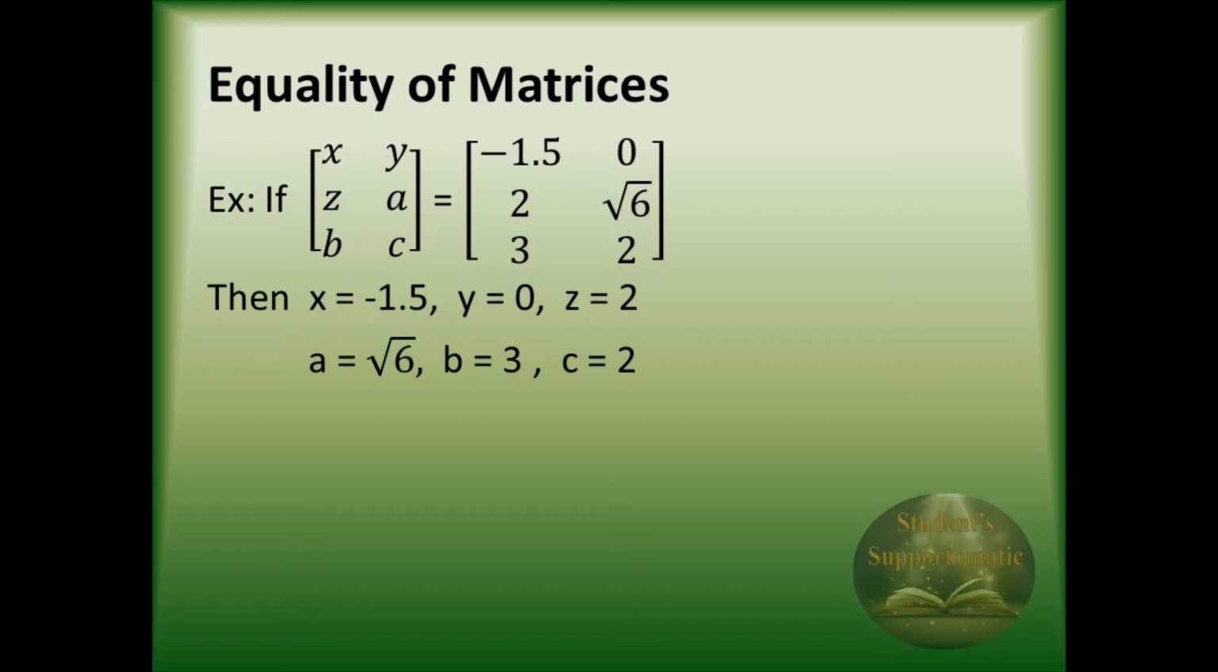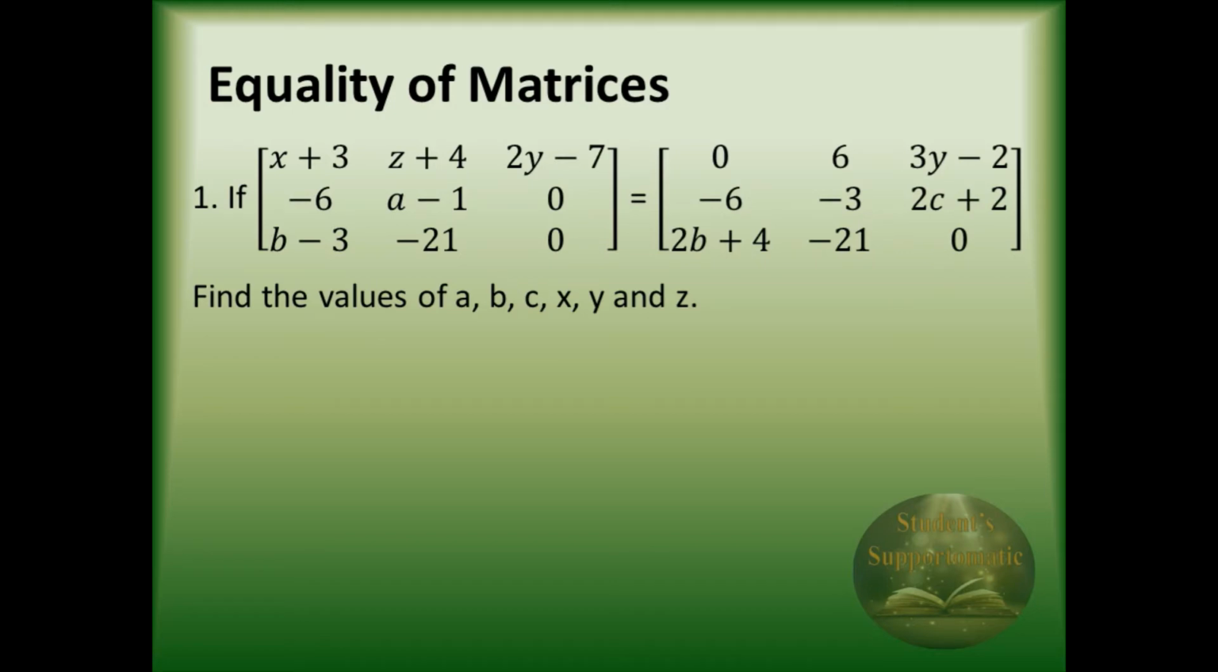So x is in the first position, so the first number is equal to the x value. y is in the 1 2 position, first row and second column, so we compare with the same element in the second matrix, first row and second column. That is 0. So this is the equality of matrices.